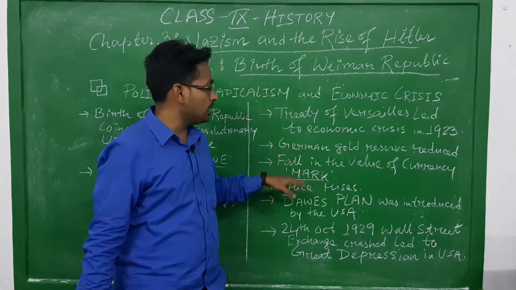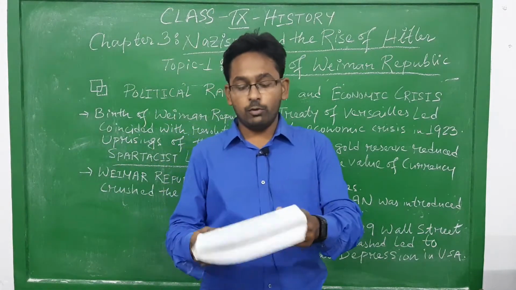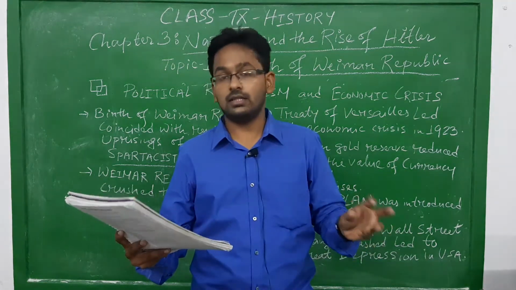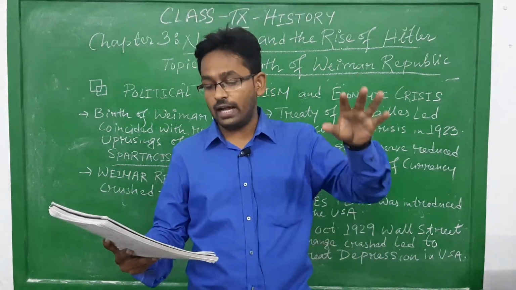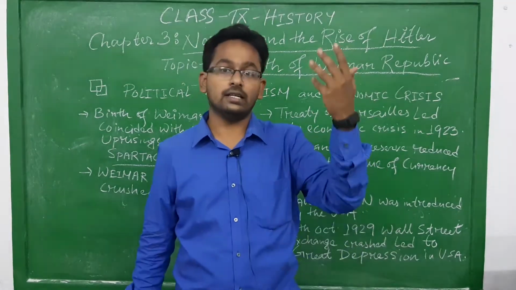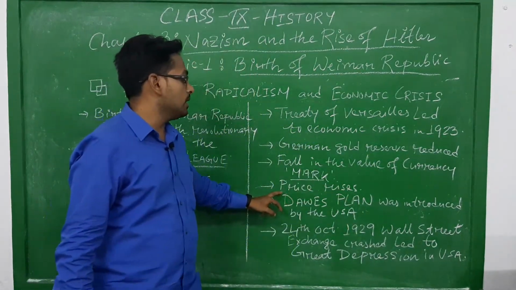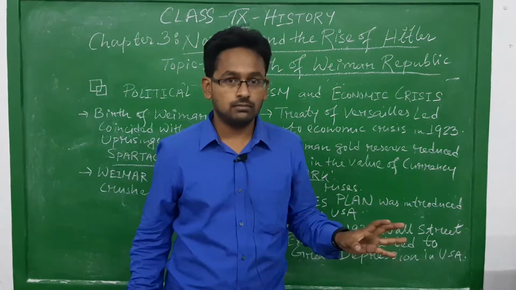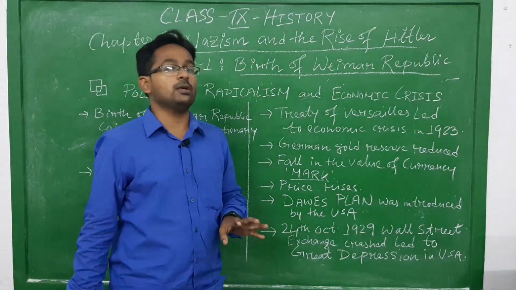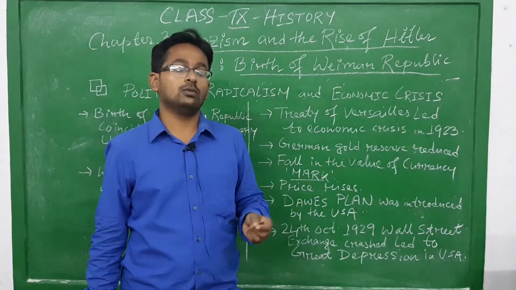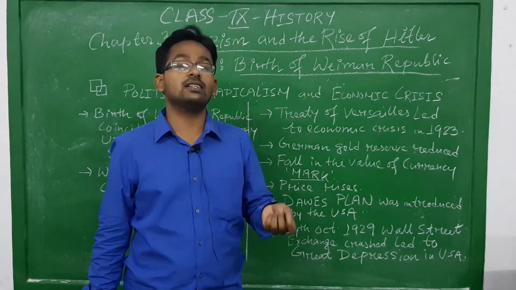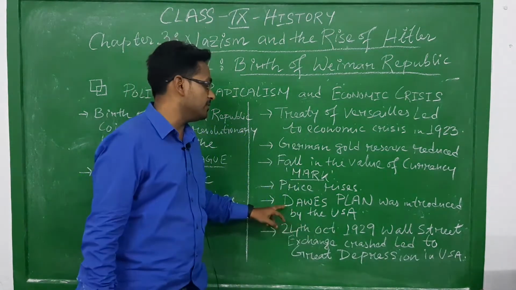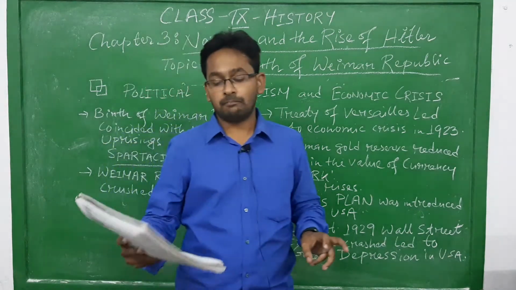There was a fall in the value of the currency because the German government, the Weimar Republic government, recklessly printed German currency, and by this the value of the mark collapsed and prices of goods increased. This situation led to an increase in the prices of essential goods. So the condition of common people became terrible in 1923. In this situation, America believed that we should not put harsh measures on Germany. So America intervened in this situation and they introduced the Dawes Plan.